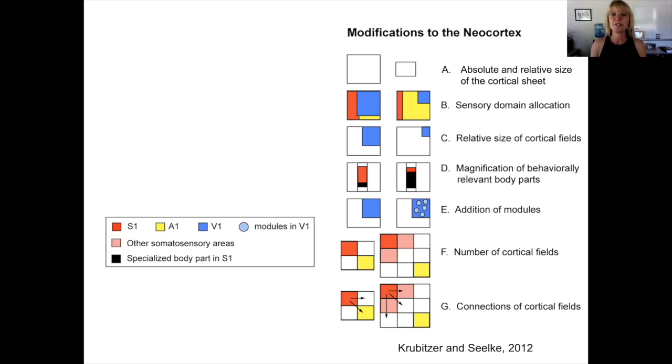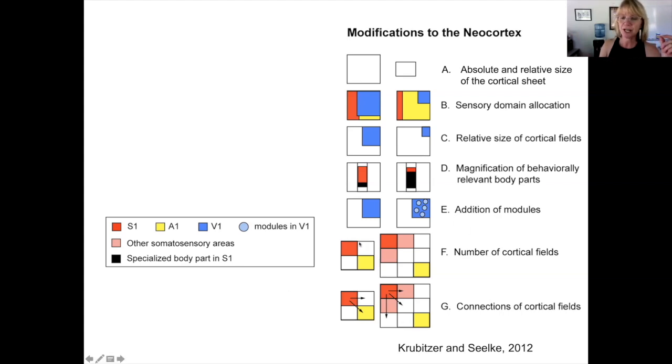So auditory is in yellow here, visual is shown in blue, somatosensory is shown in red. Some cortices can have a lot of cortex devoted to visual processing, and some cortices can have a lot of cortex devoted to auditory processing, in an echolocating bat, for example. You can have a change in the relative size of cortical fields. You can have a change in the magnification of behaviorally relevant sensory surfaces. And here I have behaviorally relevant body parts for the somatosensory system. So if I'm a human, I have a huge representation of my hands and my oral structures and supralaryngeal tract. If I'm a rat, I have a huge representation of my vibrissae.